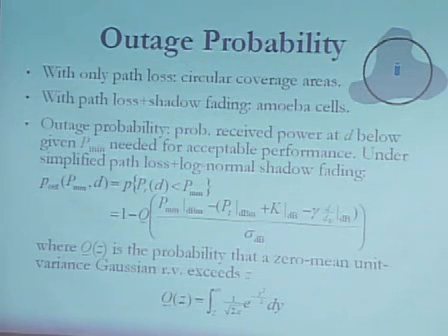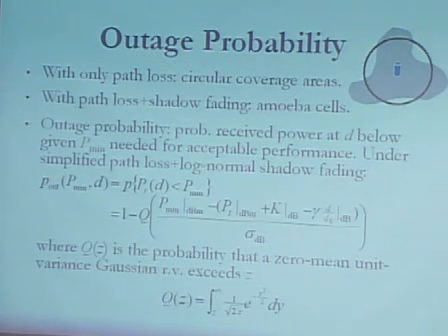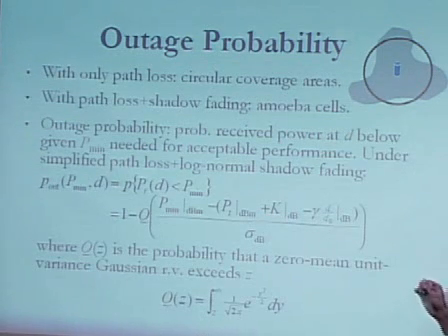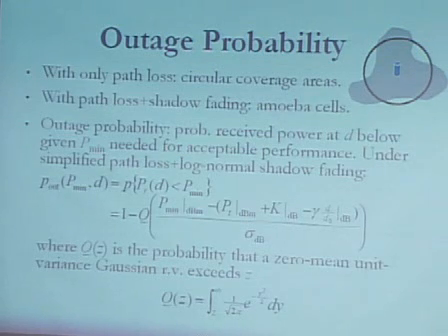So we'll define the outage probability at some point. Let's pick a certain point which is a distance d from the transmitter. So the outage probability at distance d will be the probability that the received power is below some minimum. Let's call it P min, which is what the system needs for acceptable performance.